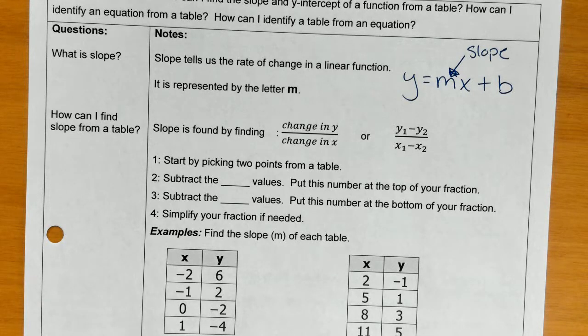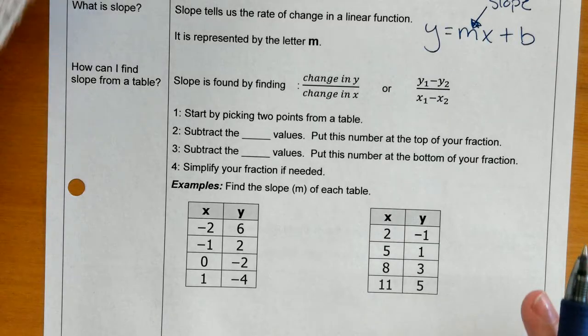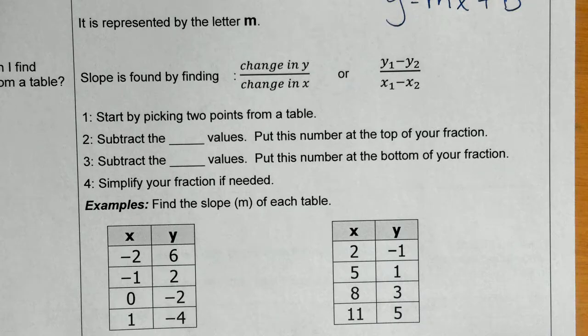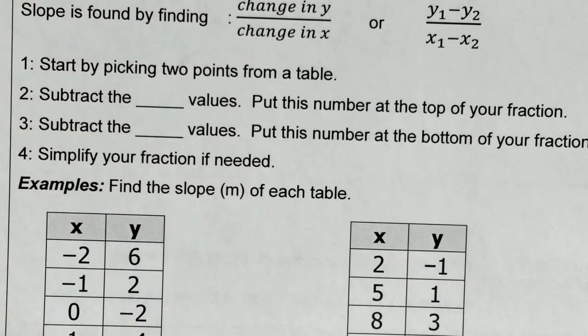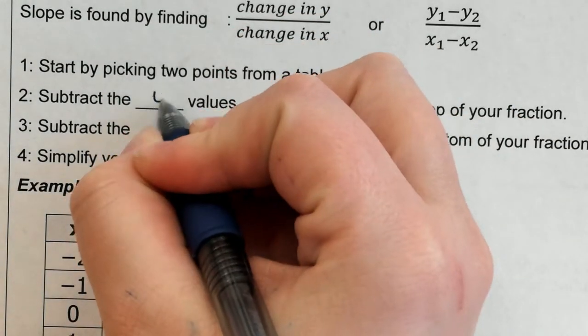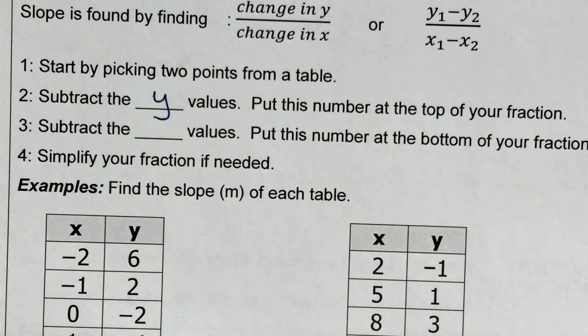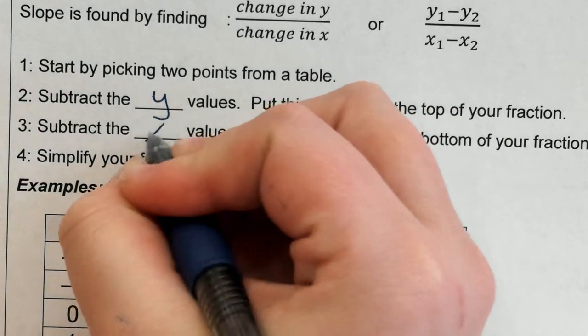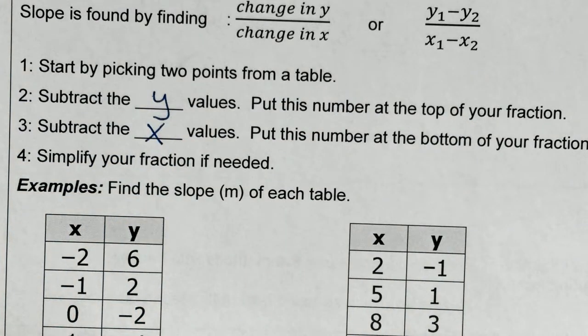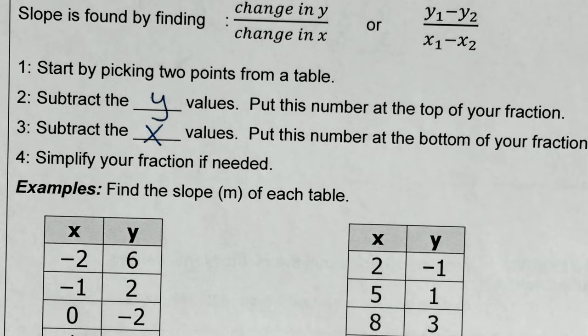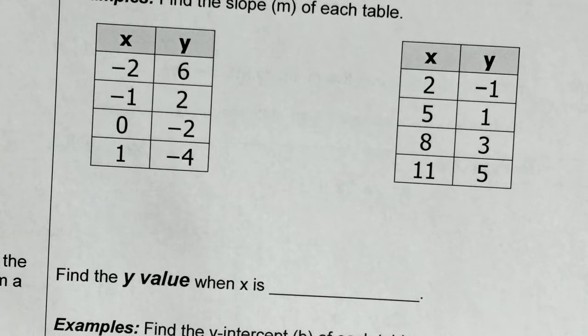So here's how we start. We start by picking 2 points from the table. This could be any 2 points you like. We're going to first subtract the y values. That number is going to go at the top of our fraction. And then we're going to subtract the x values. That number is going to go at the bottom of our fraction. Our fourth step, we're going to simplify it if we need to. So let's look at our first table.